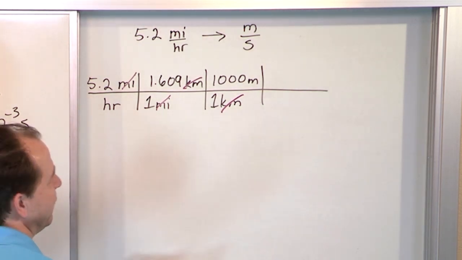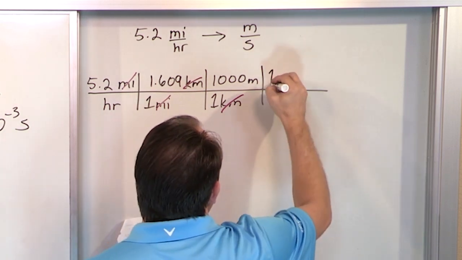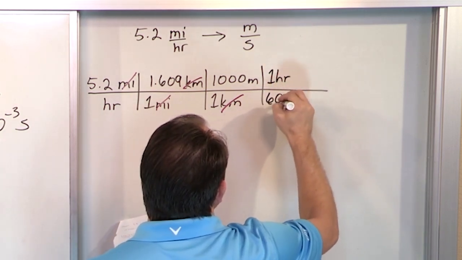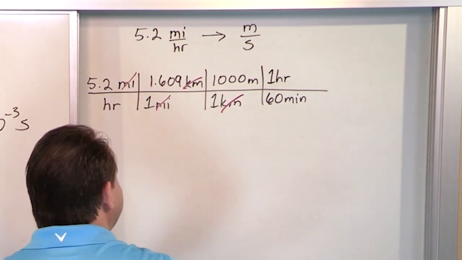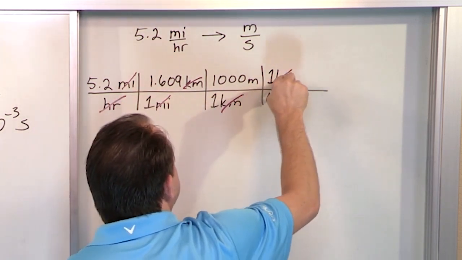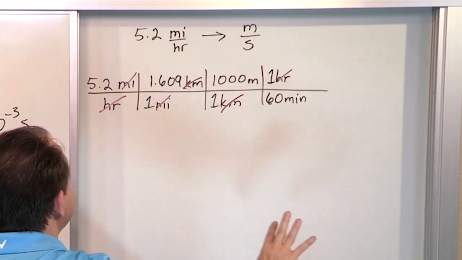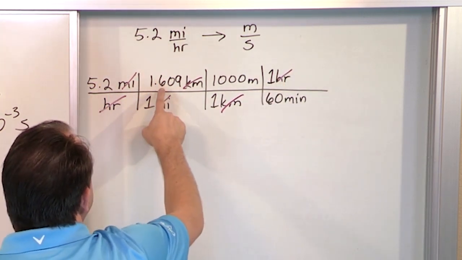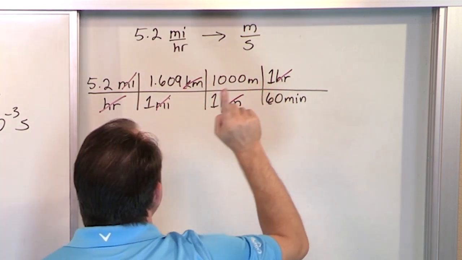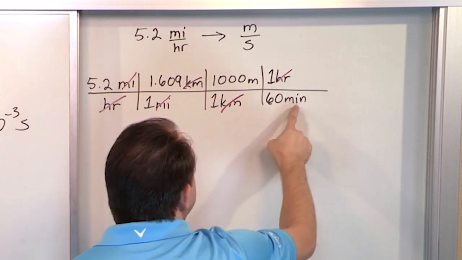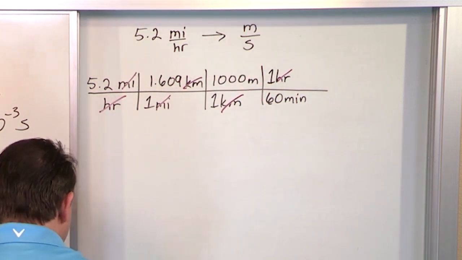I don't know how many seconds are in an hour, but what I do know is that 1 hour is 60 minutes. I know that because I use clocks every day, right? And I arrange it this way because hours would cancel on the top and on the bottom. So if I stop the calculation now, 5.2 times 1.609 divided by 1 times 1,000 divided by 1 times 1 divided by 60, what would the units be? Meters per minute. But I don't want meters per minute. I want meters per second.